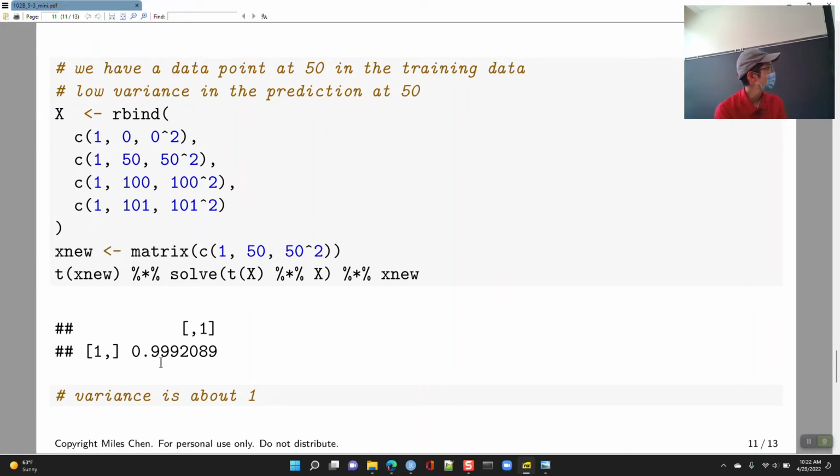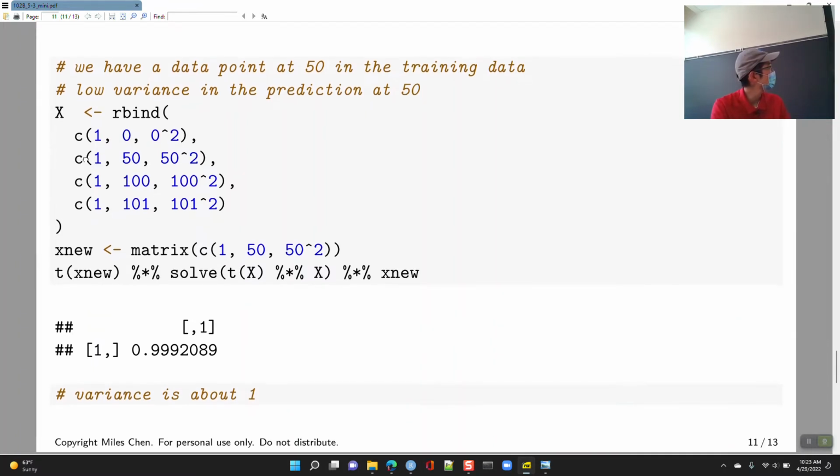Now, what would happen if I remove this data point? I'm going to do kind of the same thing as I did before. I have this slide where I've got these 4 observations, at 0, 50, 100, 101, and I'm going to make another prediction at 50. What's the variation there? Now I'm going to remove that observation at 50, so I'm just going to have observations at x equal to 0, 100, and 101. And now I want to make a prediction at x equal to 50.